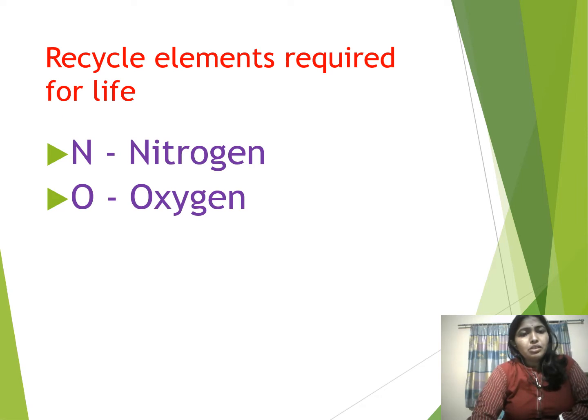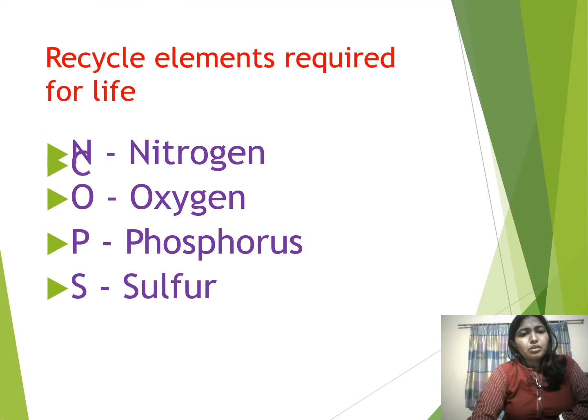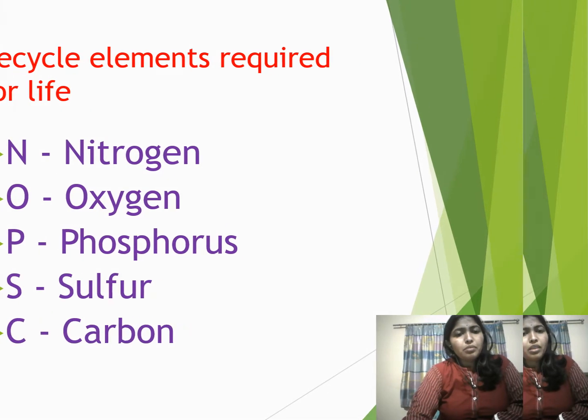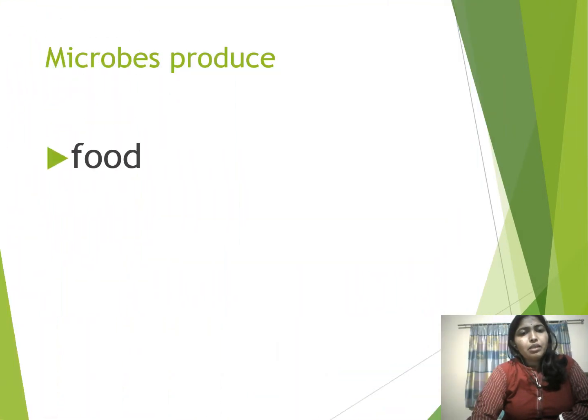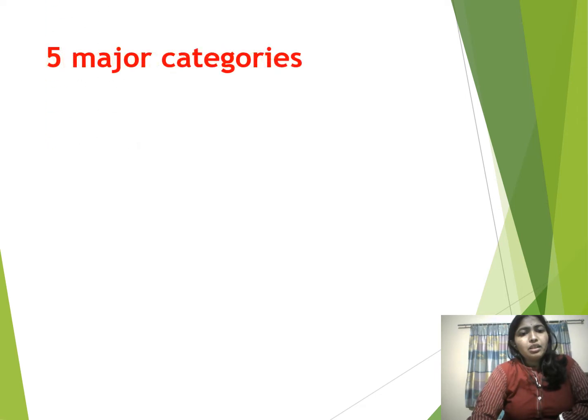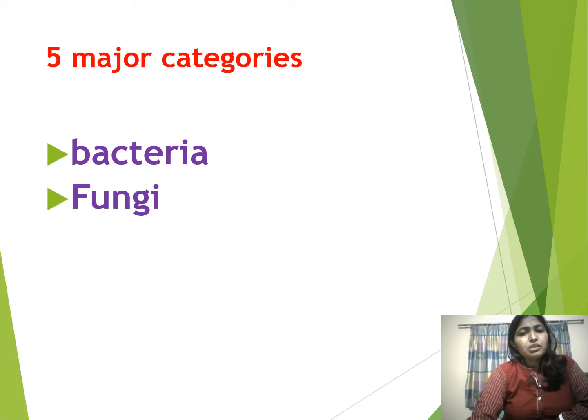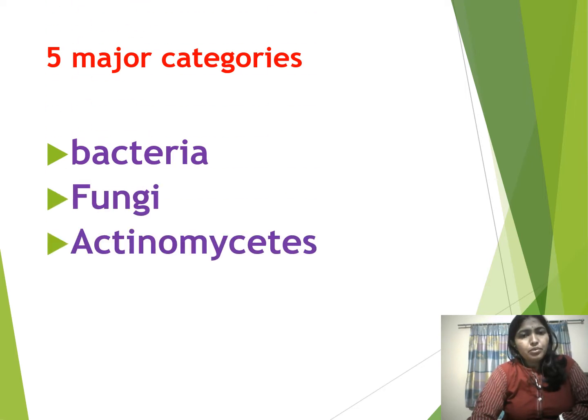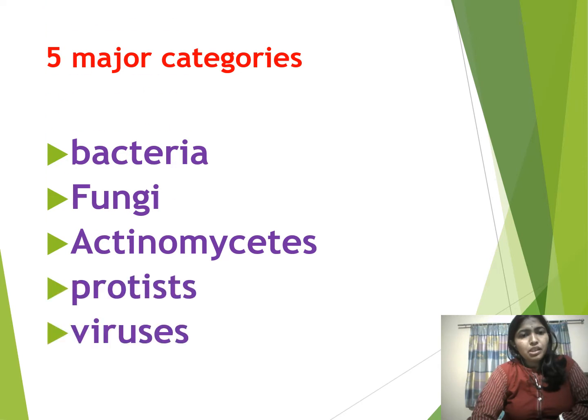Microbes recycle elements required for life, which are also very important nutrients like nitrogen, oxygen, phosphorus, sulfur, and carbon. Microbes produce food, fuel, and air. There are 5 major categories of microorganisms: bacteria, fungi, actinomycetes, protista, and viruses.